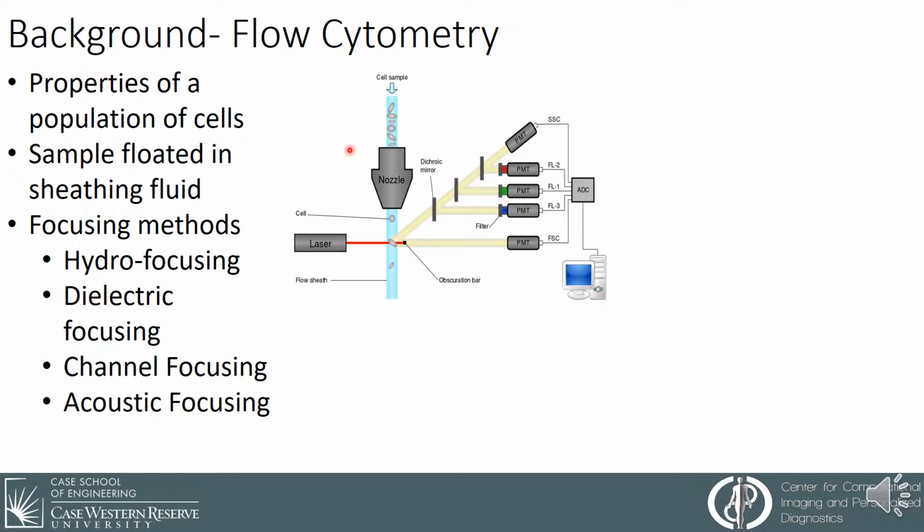At its core, flow cytometry is a technique to measure the physical and chemical properties of a sample through the use of a laser emitter. This is done by floating the sample, usually a type of cell, through a fluid, and then passing that fluid through a nozzle and exposing the cells one by one to the laser emitter.